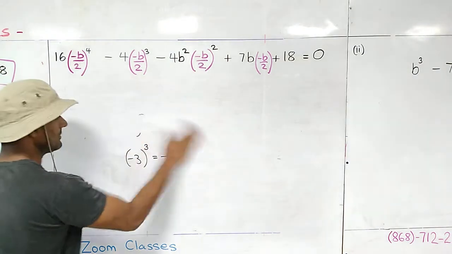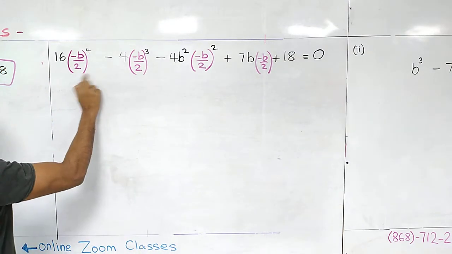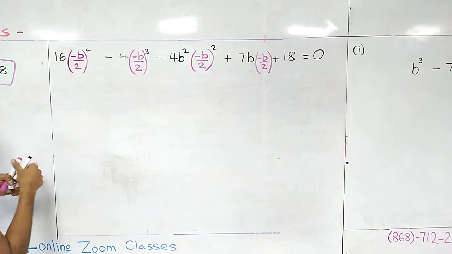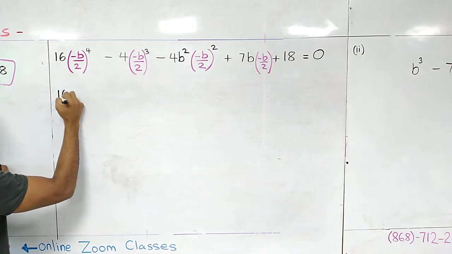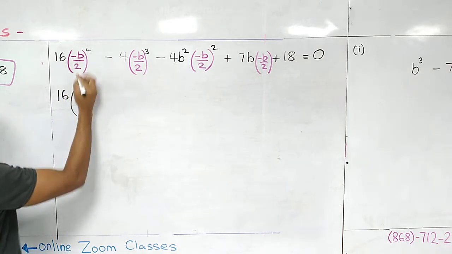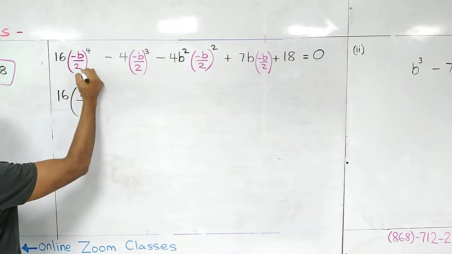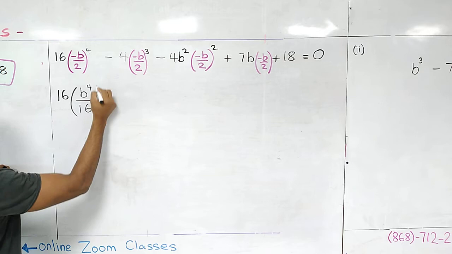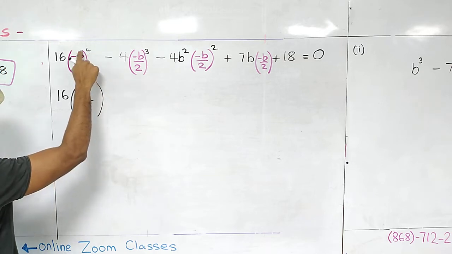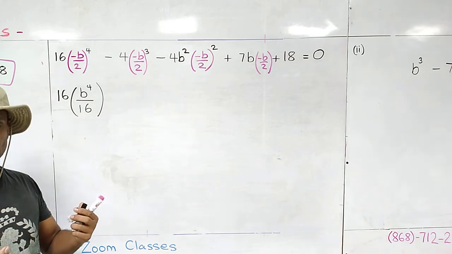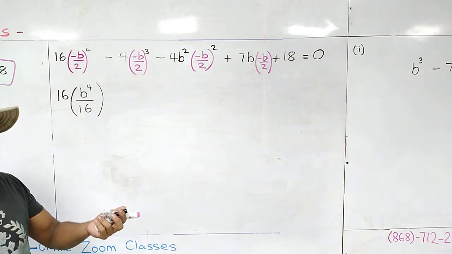So this to the power 4 belongs to everybody. It belongs to the b and it belongs to the 2. So we have minus b to the power 4 is positive b to the power 4. 2 to the power 4 is 16. Now both of them, the top and the underneath, get to the power 4, I guess.